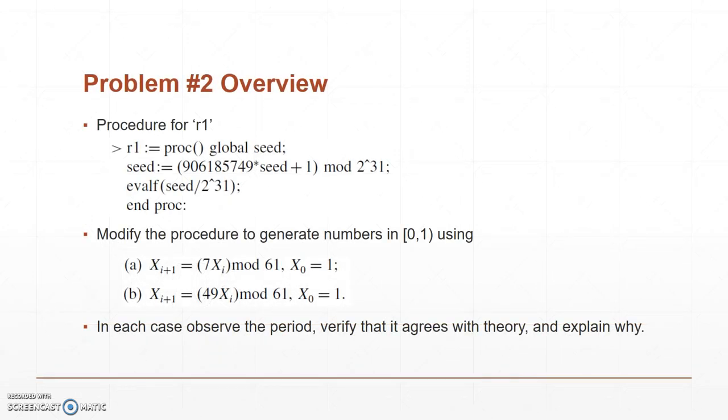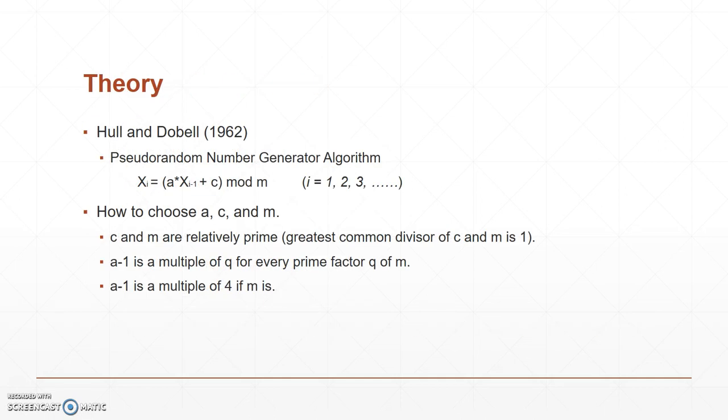So Homework 8 basically says to look at the procedure above, that is written in Maple, and now modify the procedure to generate numbers from 0 to 1 using the following A and B formulas. These formulas are actually developed, and we'll go through the theory real quickly before we go into our actual answers. So here's the theory.